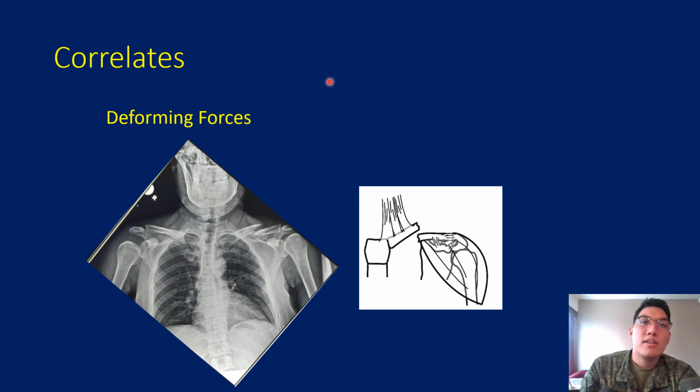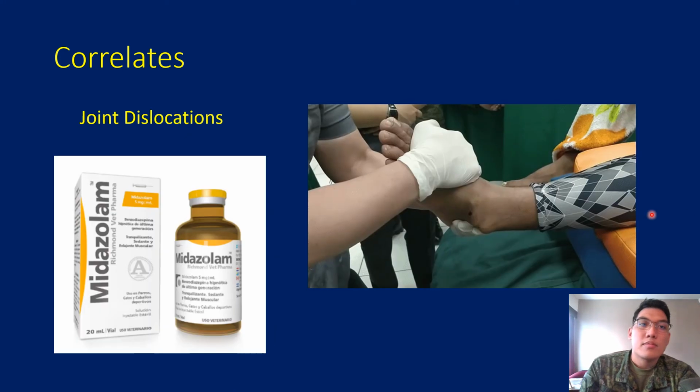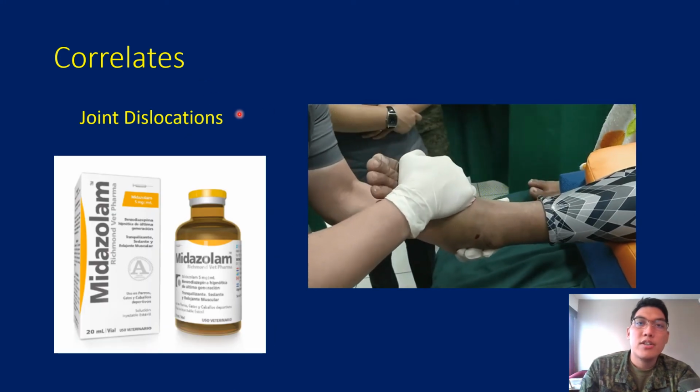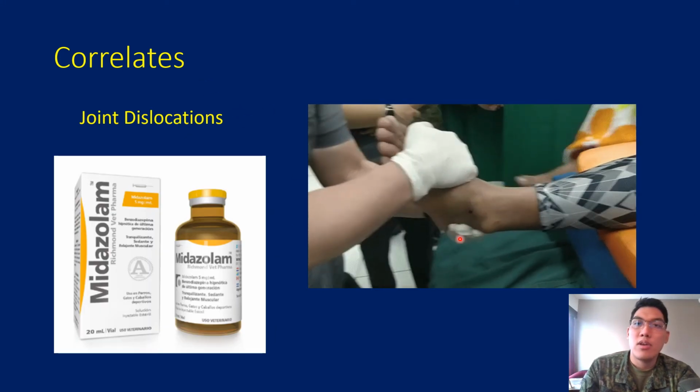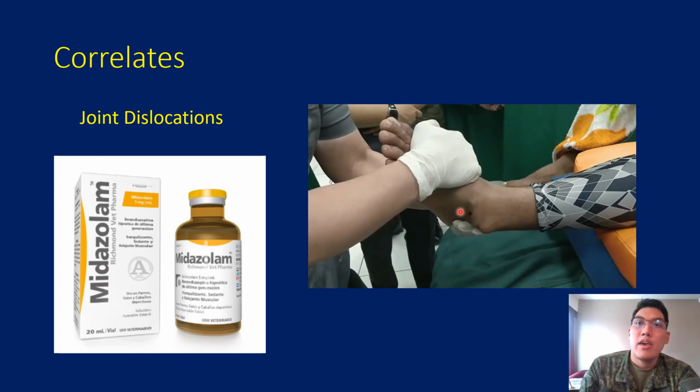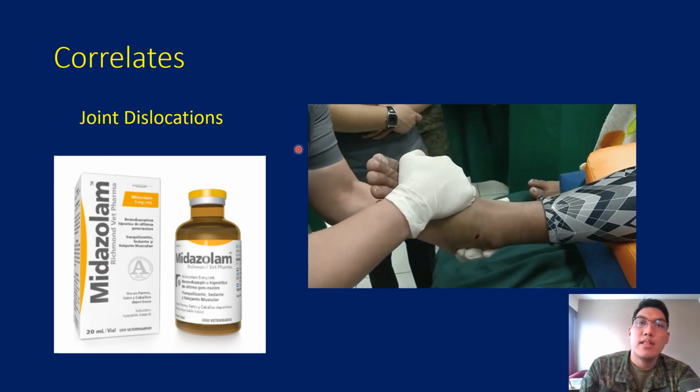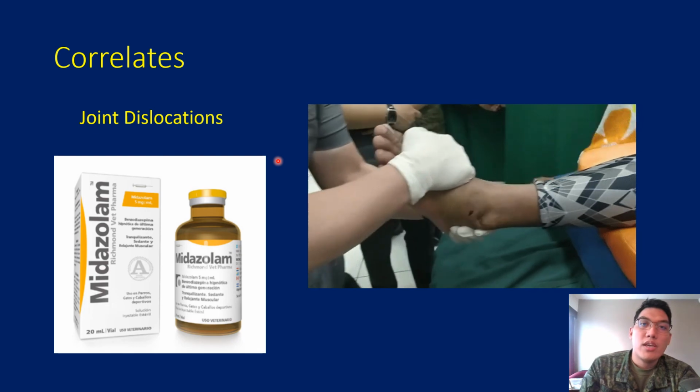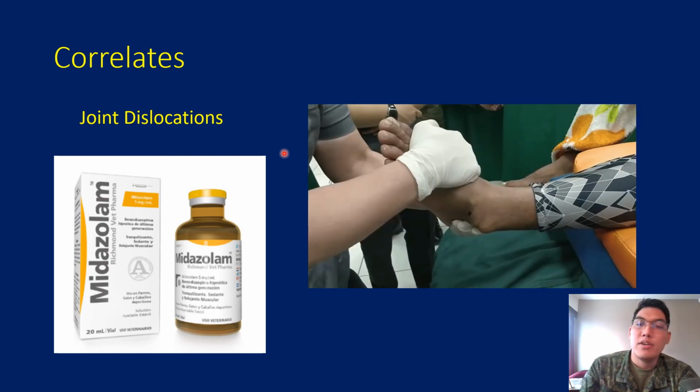For the clinical correlates in relation to our clinical practice, skeletal muscles are involved in deforming forces when it comes to fractures. In this example, we can appreciate that the proximal fragment of the left clavicle is pulled upward by your sternocleidomastoid. In joint dislocations, the skeletal muscles surrounding the dislocated joint are spastic, so in order to stabilize and lessen the pain, we need some muscle relaxant before we reduce the joints.